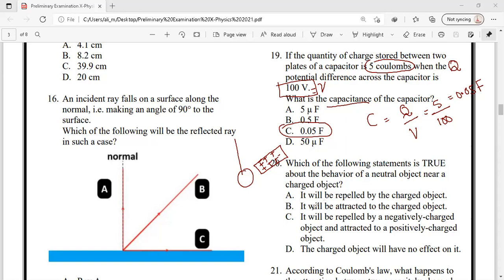So, what will happen? It will be attracted to the charged object. It will be repelled by the negatively charged object and attracted to a positively charged object. The charged object will have no effect on it. So option B is the correct answer, because these two bodies will show attraction between them.